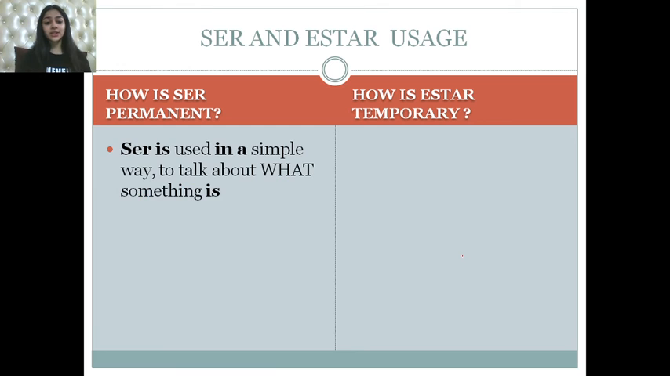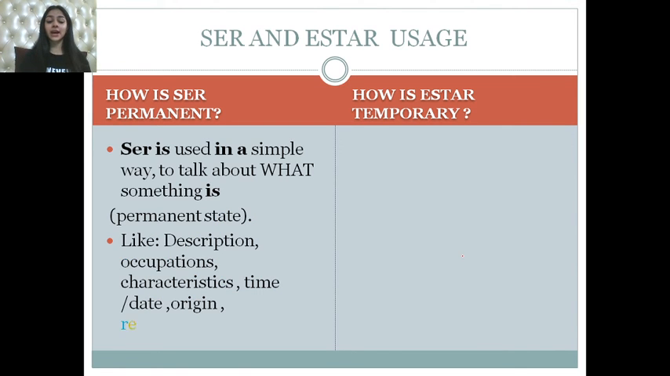So ser is used in a simple way to talk about what something is in a permanent state, like descriptions, occupations, characteristics, time, date, origin, and relationships. Now, talking about descriptions or occupations, characteristics, all these things, if you see, everything is permanent, right? For example, if you talk about some time and date, like I was born on a particular date, so I cannot change my birth date. That is a permanent thing. If I was born in India, I will still stay an Indian wherever I migrate to in future. Again, a permanent thing, right?